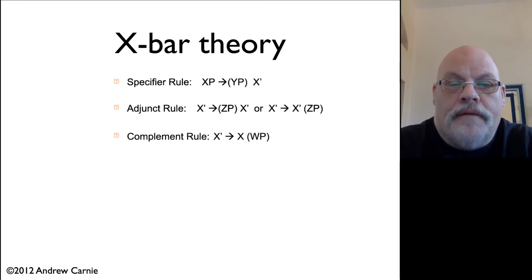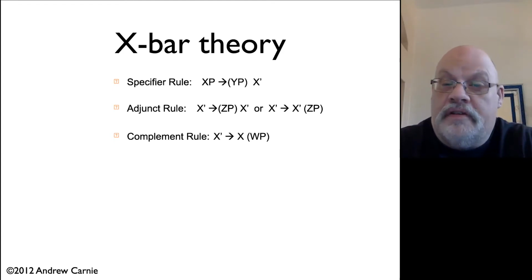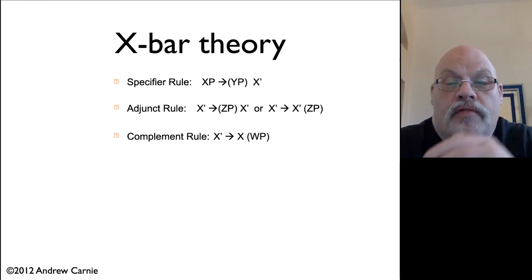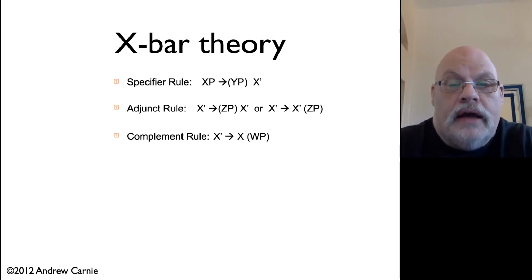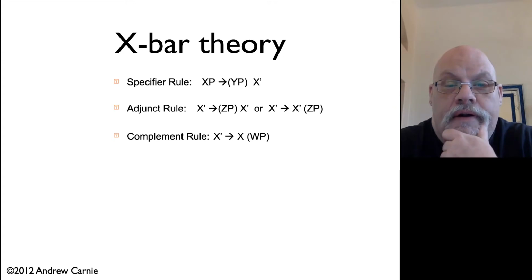So remember, we have these 3 rules: the specifier rule, the adjunct rule, and the complement rule. The specifier rule starts with an XP on the left, so some kind of phrase, noun phrase, verb phrase, adjective phrase. And on the right, there's an X bar head. And the thing that sits to the left of that, in parentheses, the YP, is the specifier.